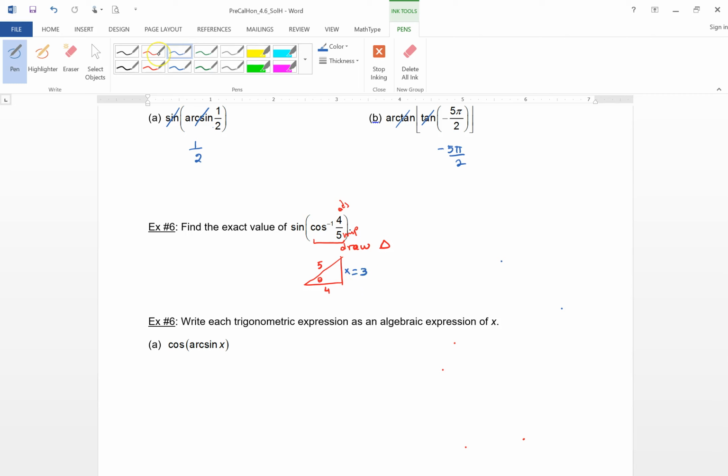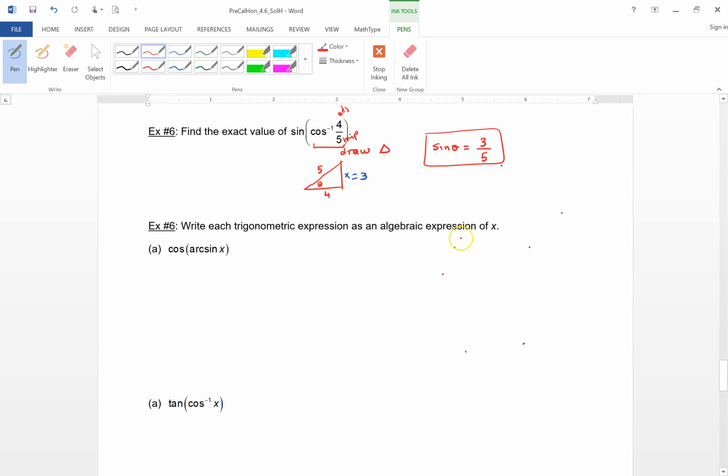The second step is then find the sine of this angle theta. Right. So now sine of theta is 3 over 5. It's always the same process. Start from the inside, draw a triangle, then do the outer function. Now, you're not always going to have cute little numbers in there. You're going to have x's.